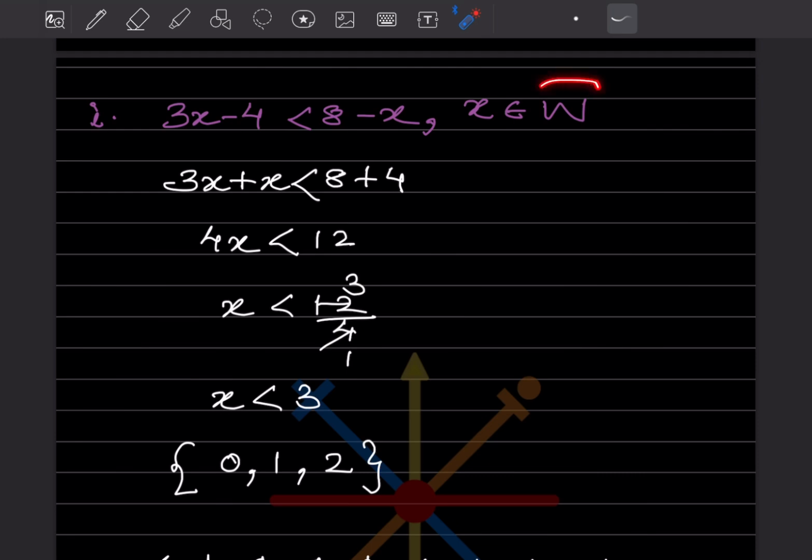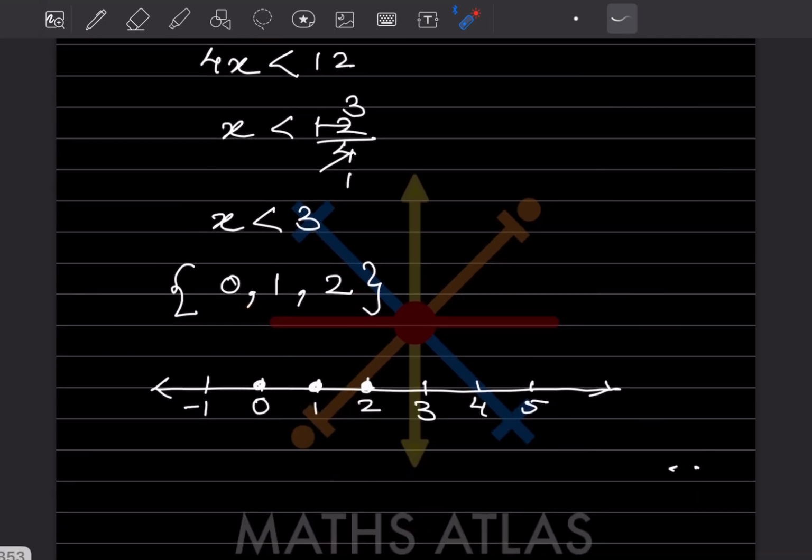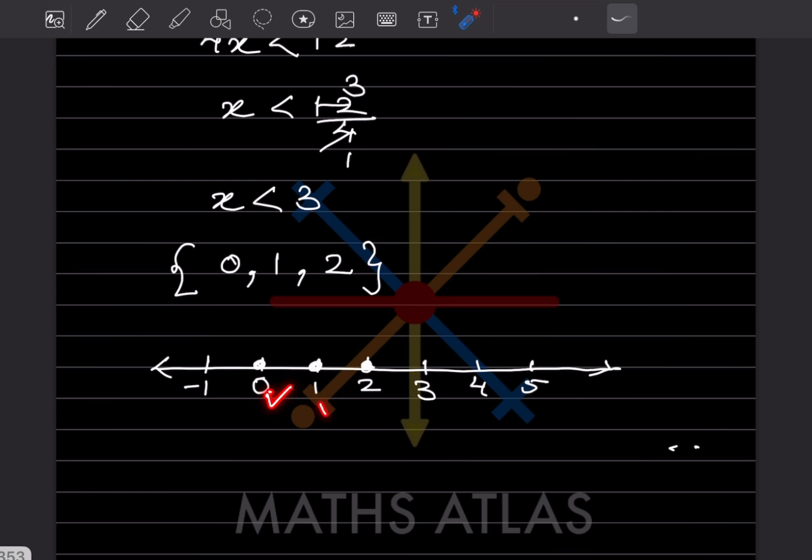So these are the whole numbers. So it will start with 0. So 3 means you don't have to include 3, but the last number is going to be 2. So 0, 1, 2. So here 0, 1, 2. So the dots are here. You can put few numbers here and few numbers here. But these dots are important. Here will be 0, 1, 2. So by this one we have completed today's work.